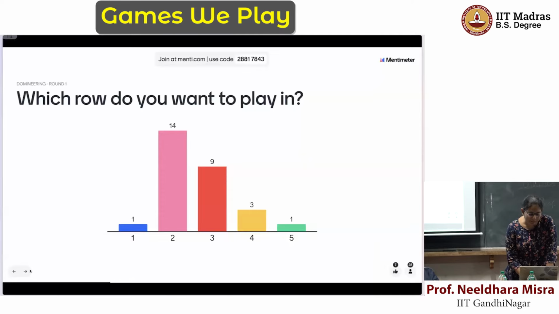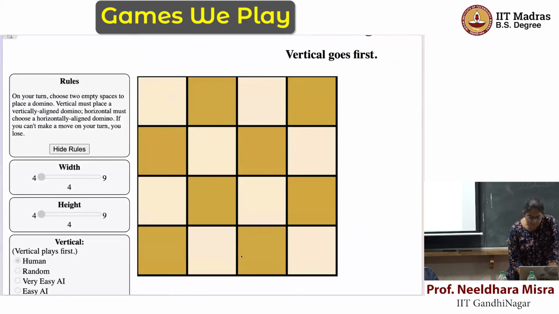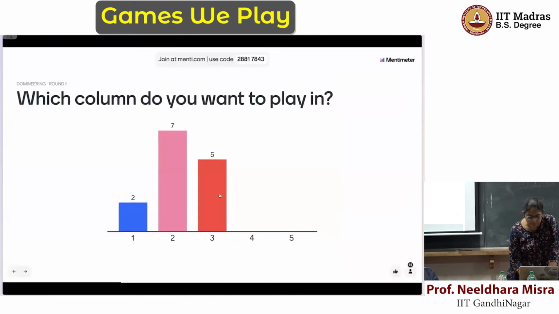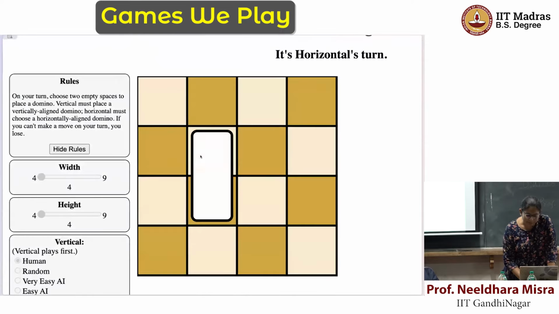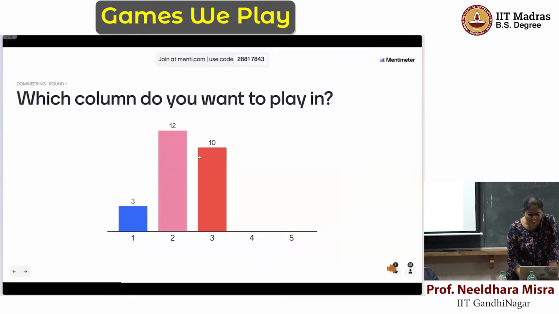Okay, alright, second row seems to be popular, so let's pick second row. Which column? Some options feel like they're kind of symmetric. Yeah, so these options are symmetric and they're tied. Okay, alright, so second row, second column. The slow AI is fast. Yes.